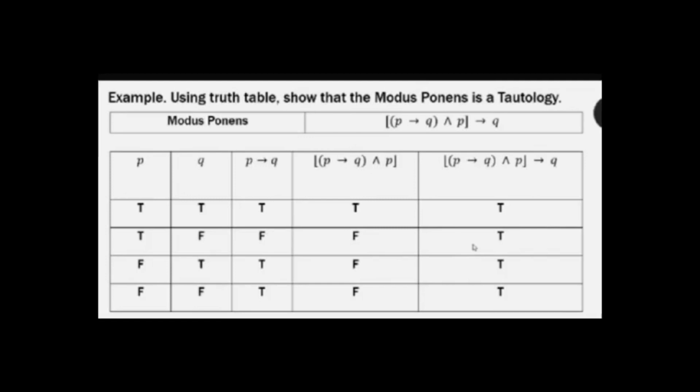First proposition is if P then Q, that is true, false, true, true. Next, if P then Q and P, that is true, false, false, false. And last is the modus ponens, and that yields true, true, true, true, and therefore we can say that modus ponens is a tautology.